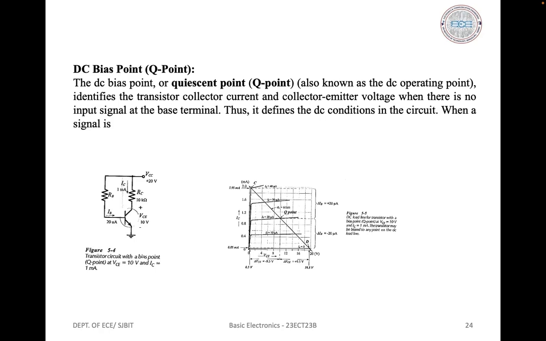Knowing any one of IB, IC or VCE, it is easy to determine the other two from a DC load line drawn on the device characteristics. So it is not always necessary to have the device characteristics in order to draw the DC load line.